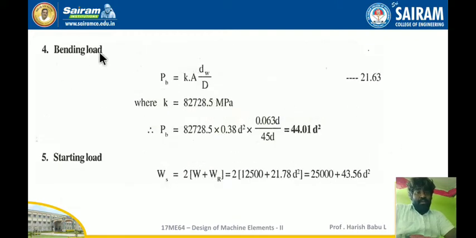The bending load, the fourth one, that is PB is equal to K into A dW by D. So K I want to take as 82.5 MPa. I want to substitute that. Area is already taken from the table, dW is already taken and D also is taken. So I want to get PB in terms of d square as 44.01 d square. So the starting load WSL is equal to 2 times of W plus WR. So I want to get that one as 25,000 plus 43.56 d square.